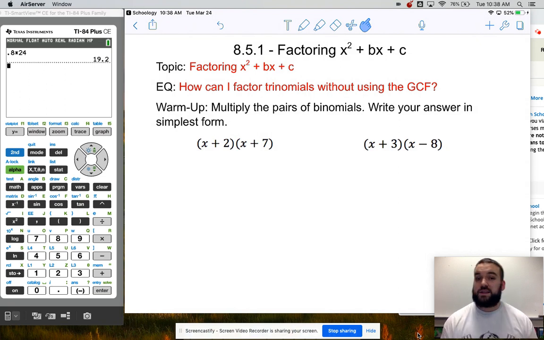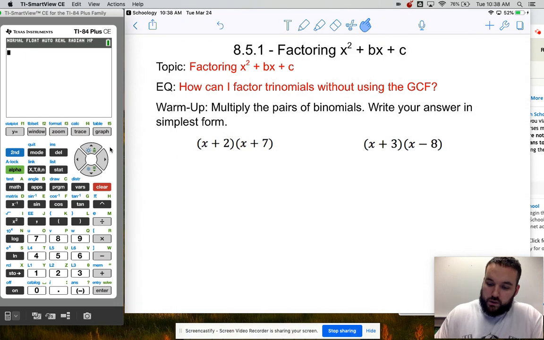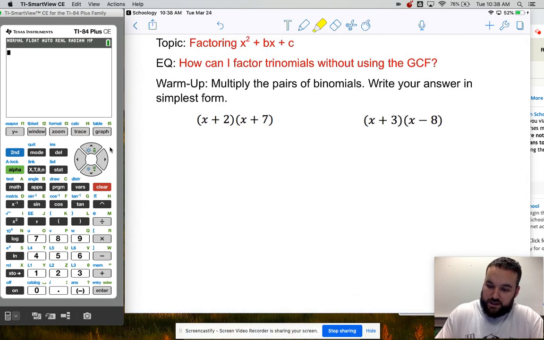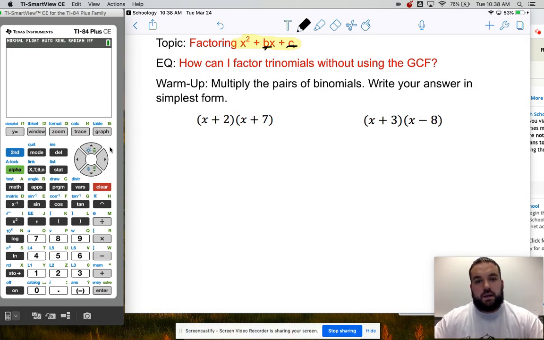So we'll bring in some things that you know and some things that you maybe forgot about, but we're going to get started right away and take a look at what it means to factor and how we can do that. So our topic is factoring x squared plus bx plus c. We're going to use those letters b and c quite a bit throughout the day. The essential question is: how can I factor trinomials without using a GCF? Because GCF is the only thing that we learned about in the first half. So today we'll start introducing some new techniques to factor.